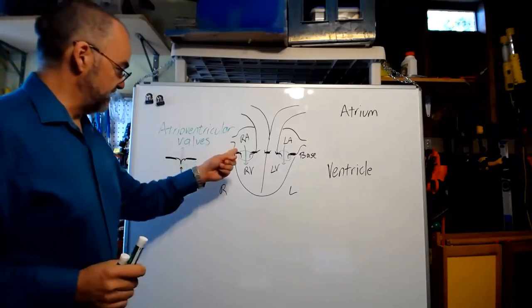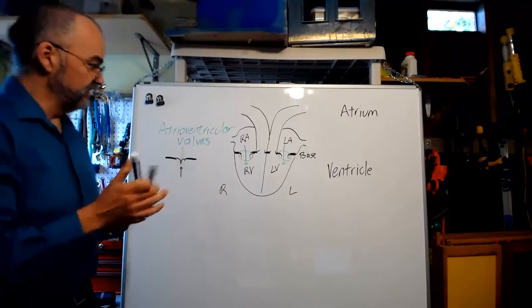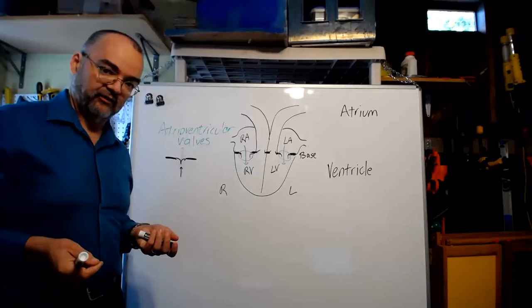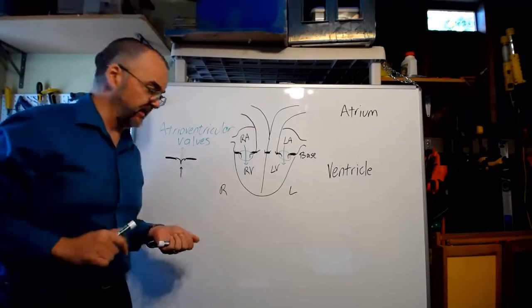Now, the atrioventricular valves, the simplest name to use is just the left or right atrioventricular valve. I'll sometimes also say AV valve, which is different from AV node, but we'll get to that.